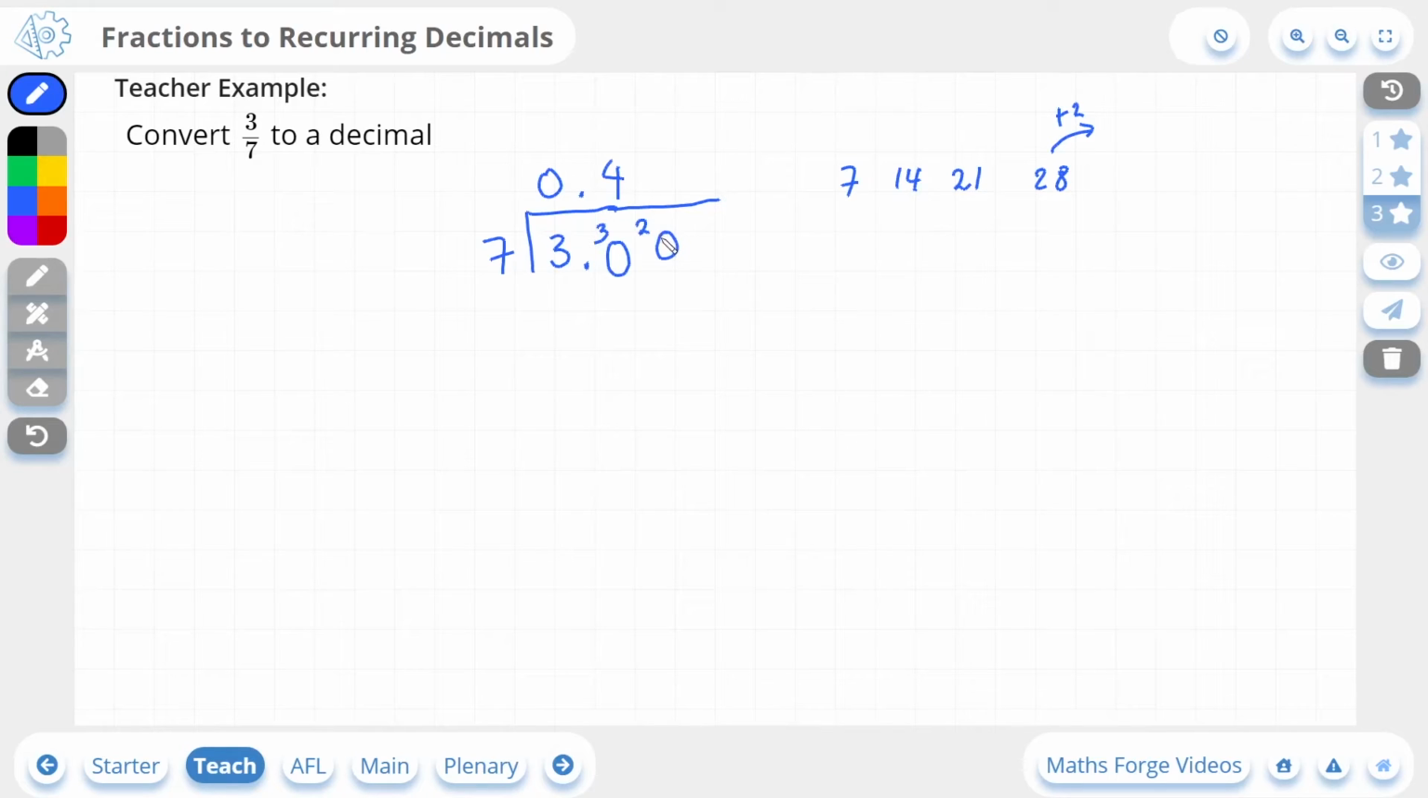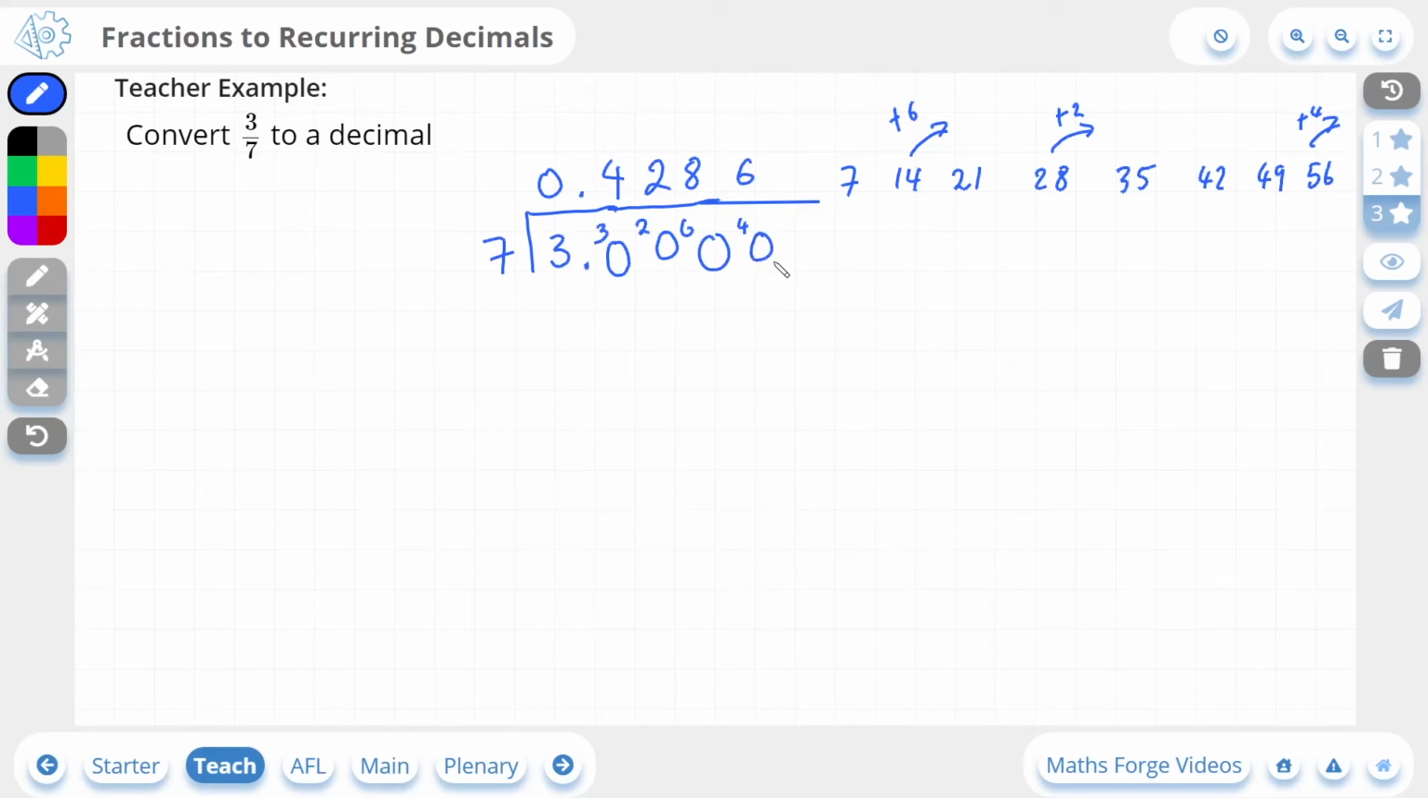7 goes into 20. Well, I know it's going to go into it 2 whole times, as I have 2 numbers before 20. So it's going to be 2. But with a remainder of 6. And now 7 is going to go into 60. Well, if I carry on with my 7 times tables, this is going to be 35, 42, 49, 56. And I know the next one's going to skip 50. So it's going to go into 60 1, 2, 3, 4, 5, 6, 7, 8 times. With a remainder of 4.